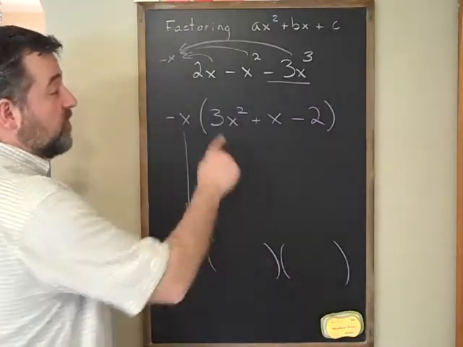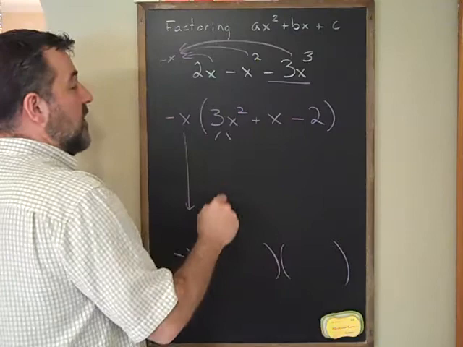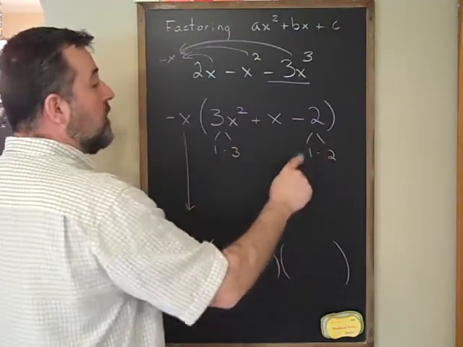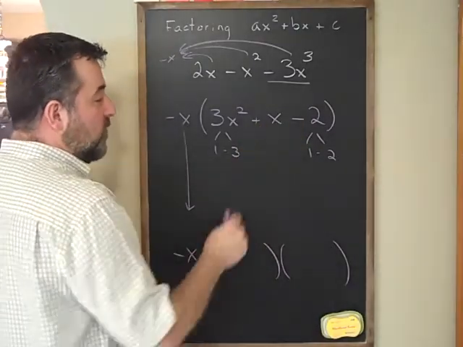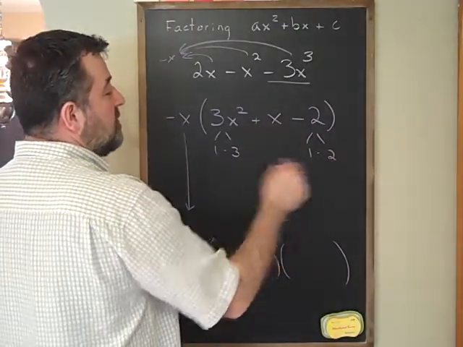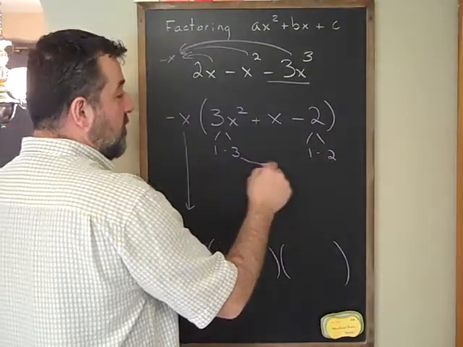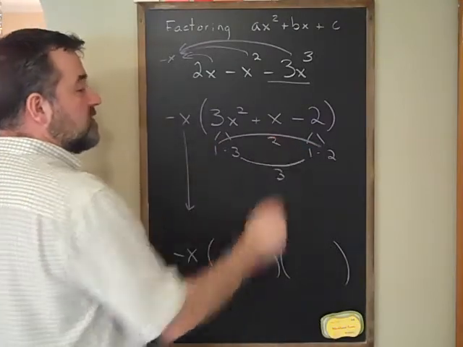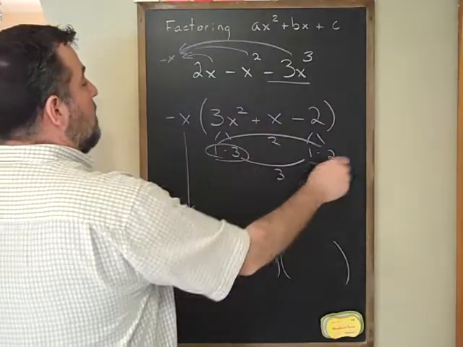So now we can focus our energy on this the way we have been factoring. Let's look at the factors of 3, 1 and 3, the factors of 2, 1 and 2. We're trying to make a difference of 1. So 3 times 2 and 1 times 1 doesn't make sense. Those are too far away. So 3 times 1 is 3. 1 times 2 is 2. The difference of 2 and 3 is 1. So we've got it. Right there.